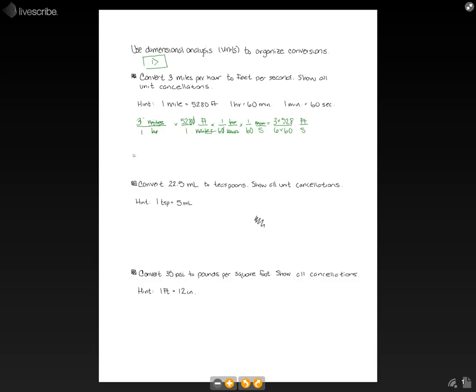We can cancel this 3 and 6, giving us 1 and 2, which gives us 528 over 120 feet per second. And if we continue canceling, it will eventually get us down to 66 over 15 feet per second, which is then, if we divide by 3, 22 over 5 feet per second, which is 4.4 feet per second.